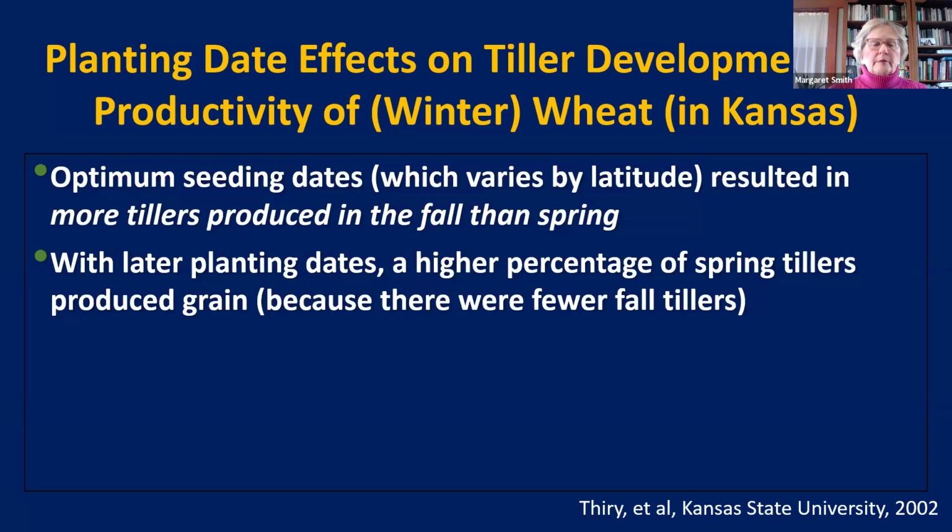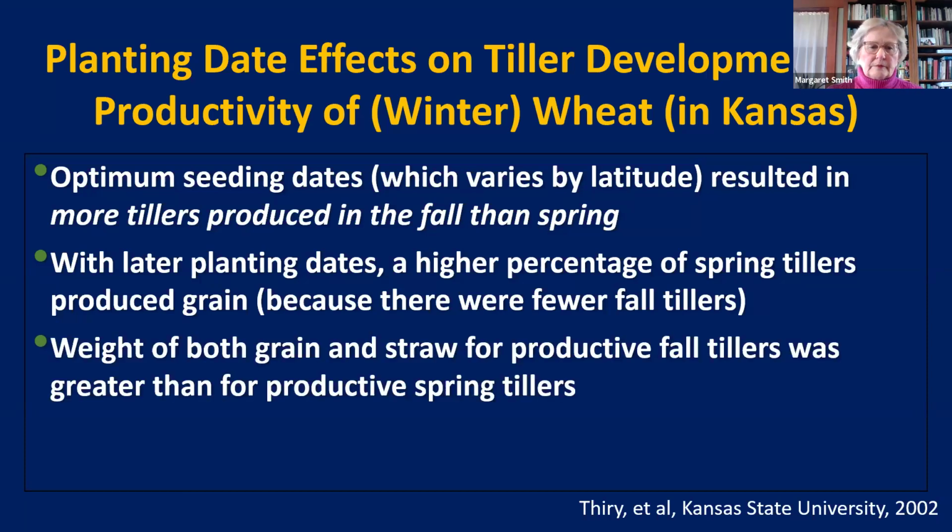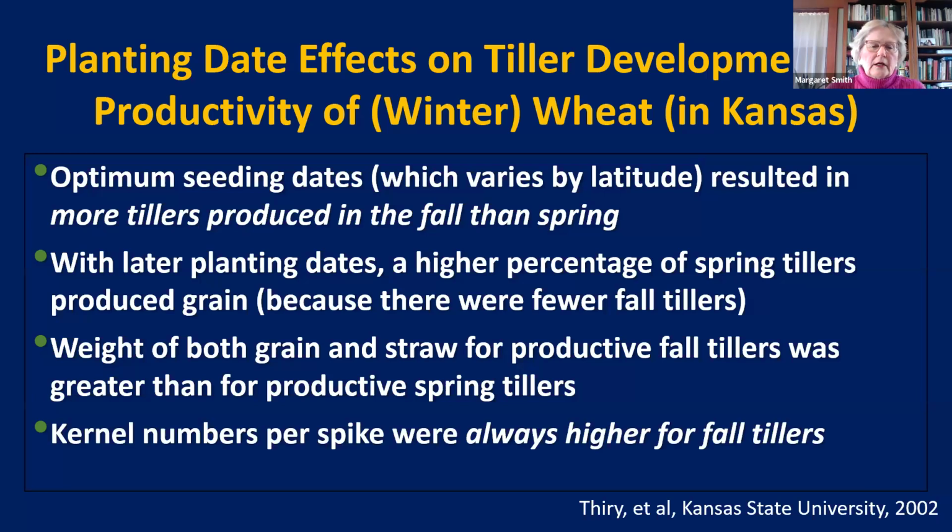And I think this is probably most important in Iowa when we think about winter rye. So with later planting dates, we'll see more spring tillers, and more of those spring tillers will follow this same pattern as with winter wheat. Will produce more grain than the fall tillers, only because there were fewer fall tillers. So key here was weight of both the grain and the straw for productive fall tillers was greater than for productive spring tillers. Productive meaning they produced a head. So you got more weight from those fall tillers than you did from the spring. And the kernel numbers were always higher for fall tillers.